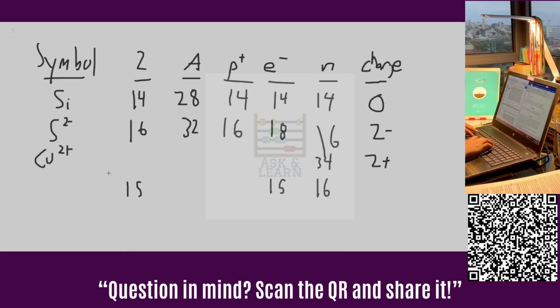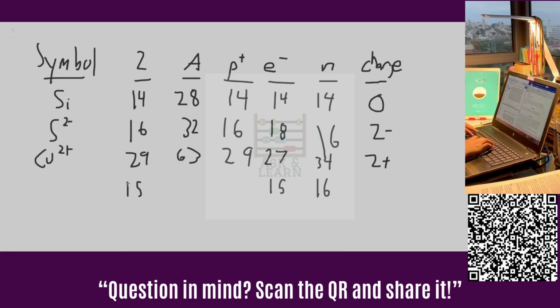Now for Cu2 plus, we do the same thing we did with S, where we look at the periodic table to find the Z value and the number of protons. These are the same, 29. We add the number of protons and neutrons to get our A value of 63. And since it has a 2 plus charge, it has 2 fewer electrons than protons. So we know it has 27 electrons.